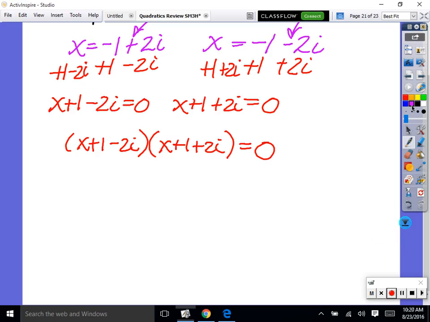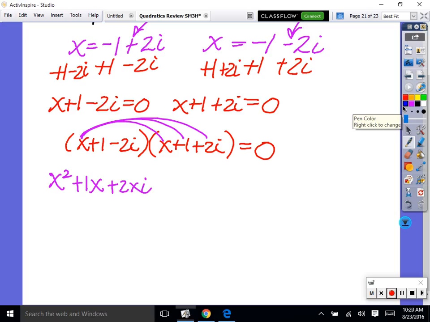x times x is x squared. x times 1 is 1x, yeah? x times 2i is positive 2xi. 1x, same thing, yeah? I don't care how you write it. That's totally fine, though, if you want to write just x. And then we have 1. I'm going to distribute 1 through. 1 times x is x, right? I'm just writing a 1 in there for now. 1 times 1 is 1. 1 times positive 2i is plus 2i.